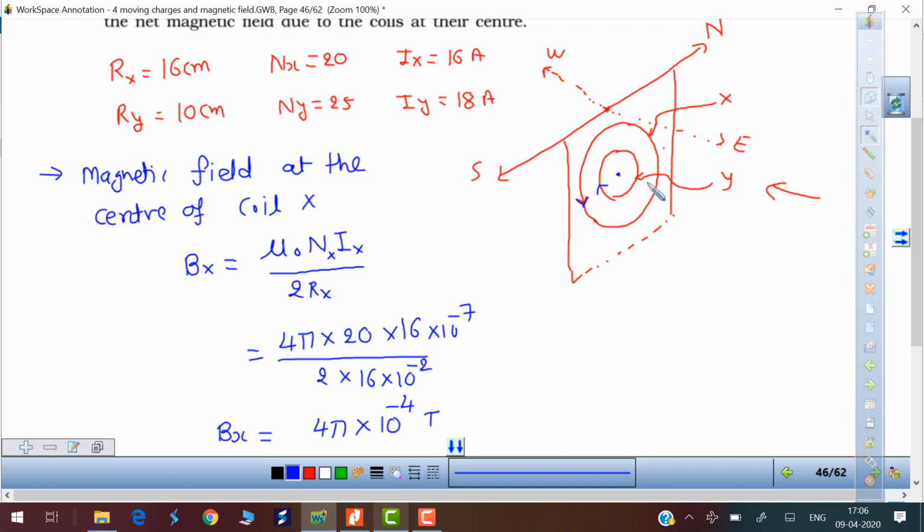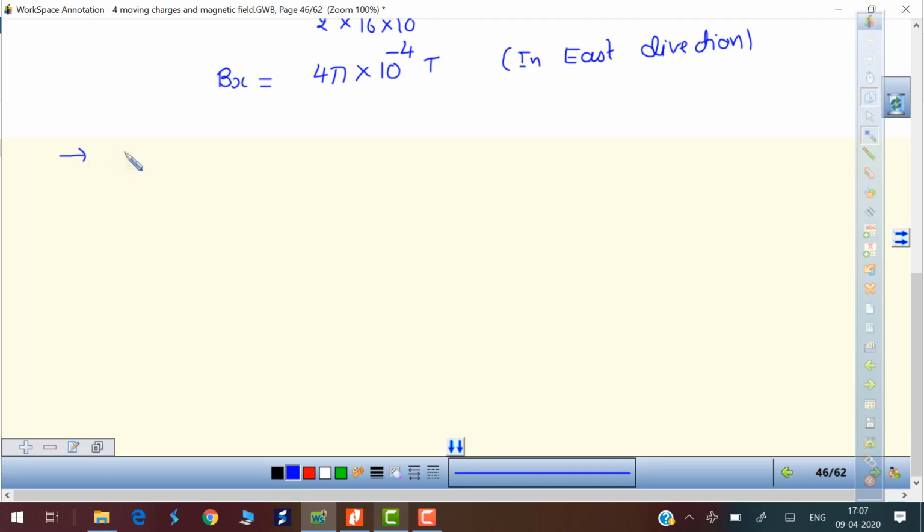Now what is the direction? If you rotate your screw in this direction, or rotate the fingers of your right hand in this direction, the thumb is coming out toward this side. So this is the direction of B_X, understood? This is in the west-east direction, in the east direction.